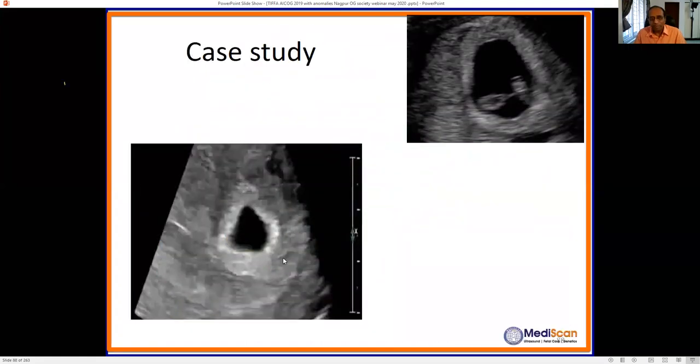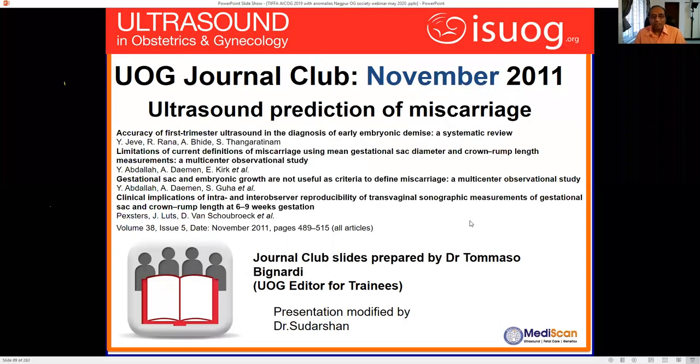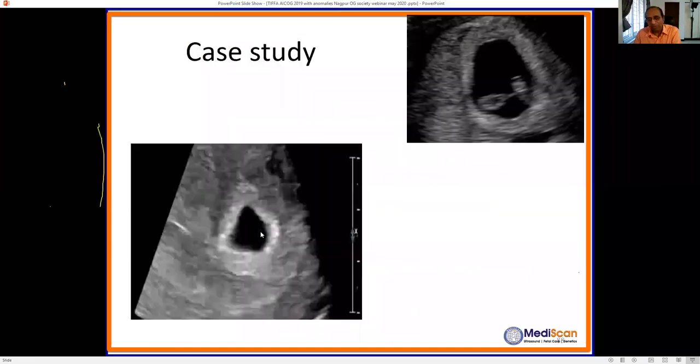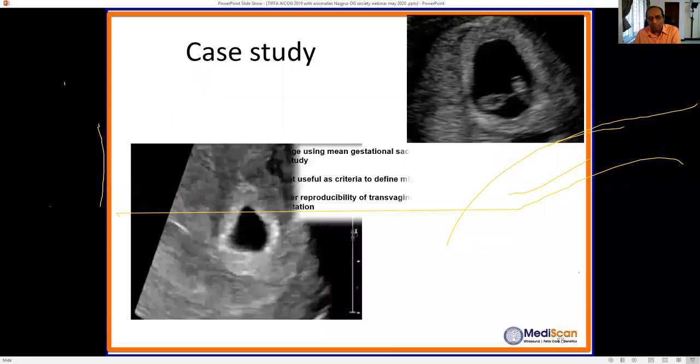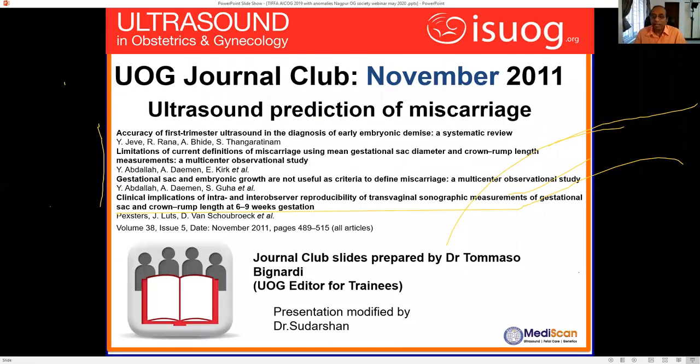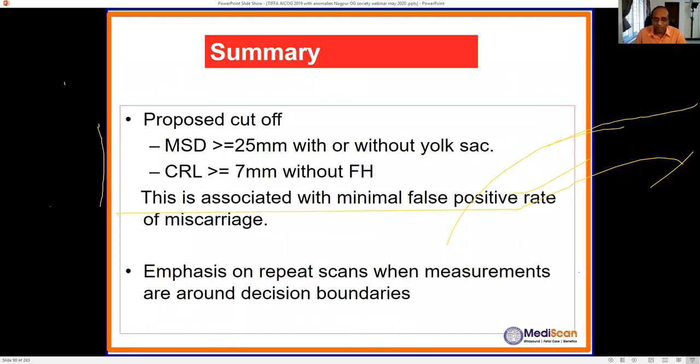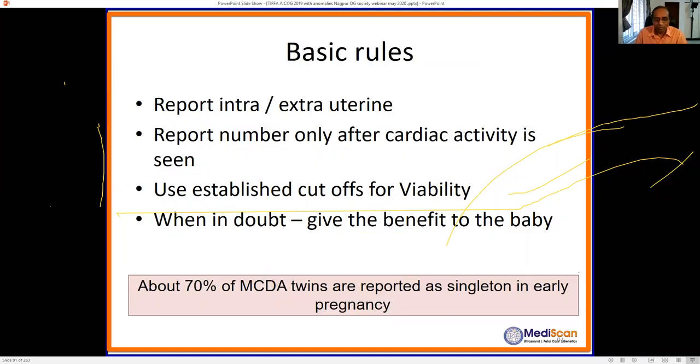So here again is a case study, and the question of ultrasound. So this is an irregular kind of gestational sac, to see whether it is a miscarriage or not. Now, there are standard criteria for miscarriage. The ISUOG criteria are there. I recommend people go through the criteria and always correlate your measurements with your report.